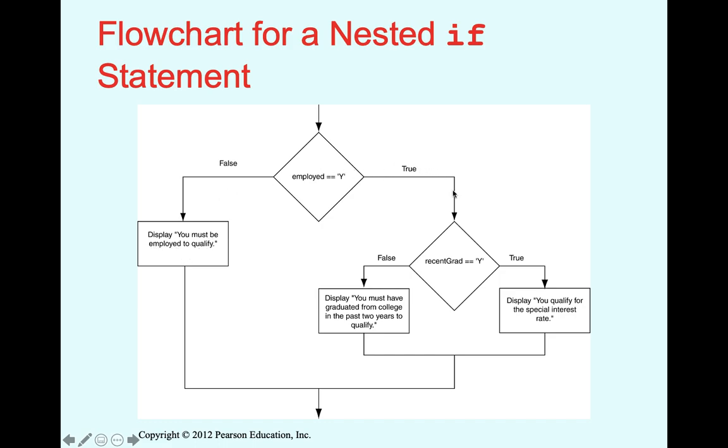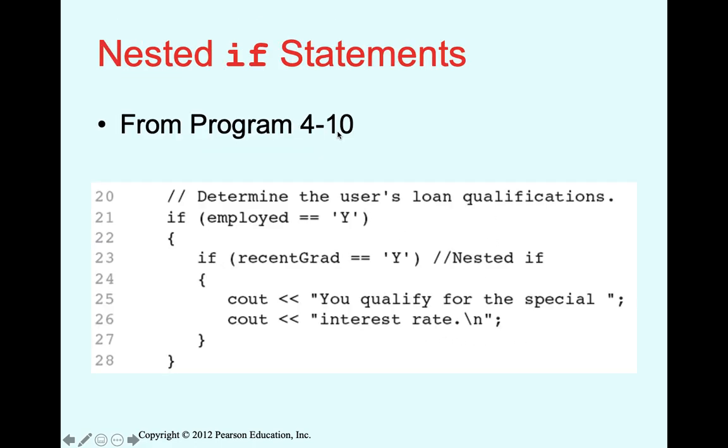If you are employed, we check another condition. Are you a recent graduate? If yes, then we write: you are qualified to get the interest rate. If not, then we print: you must be a recent graduate to qualify. So this is an if inside another if. In the code it will be like this. If you are employed, then we check another condition. If you are a recent graduate, then we print this.